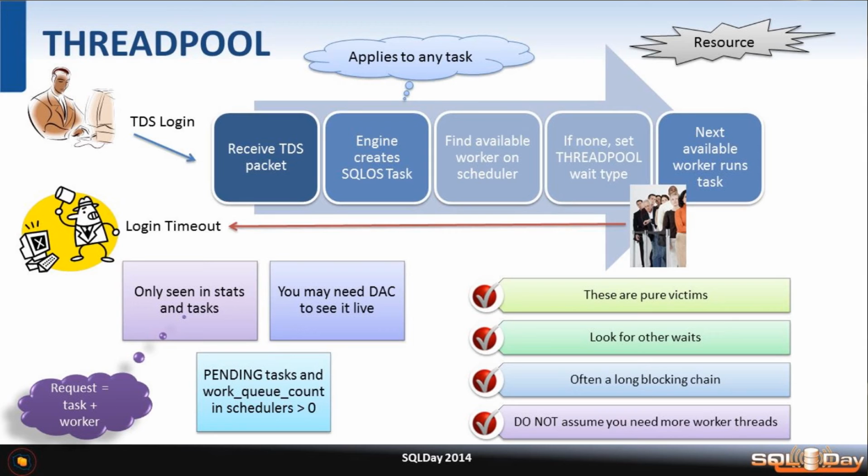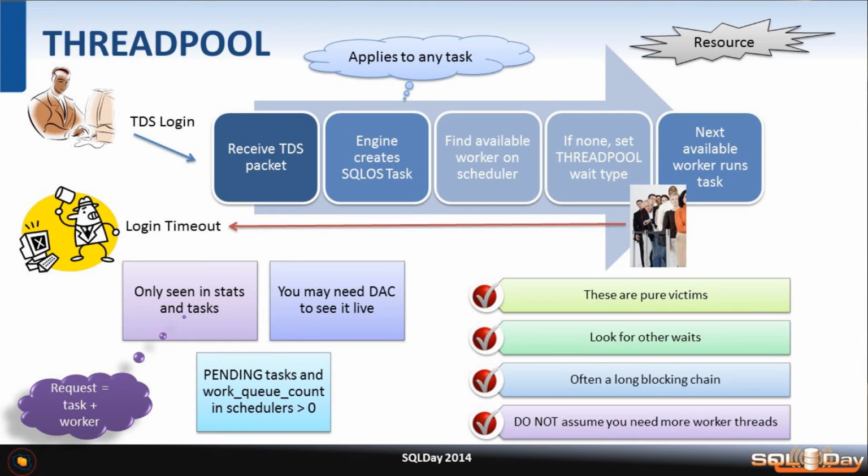The server will receive this packet to do the login. It then creates what's called a task in SQLOS to respond to this login. The next thing it does is it finds an available worker on a scheduler to run the task. If there are no workers on my scheduler available to run my task, I set this THREADPOOL wait type for the task. That is an indication that no workers are available to run my task. When the next available worker is ready to go, it runs the task and it clears the wait type. So in this login scenario, what I've seen when there's a high wait time is login timeouts.